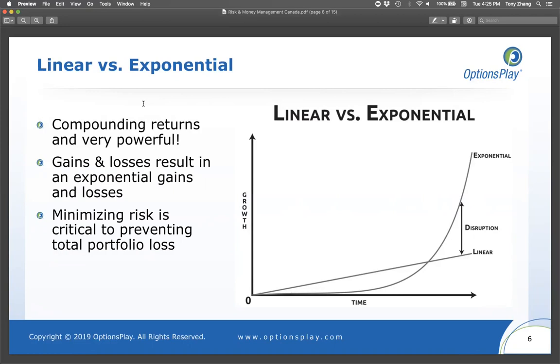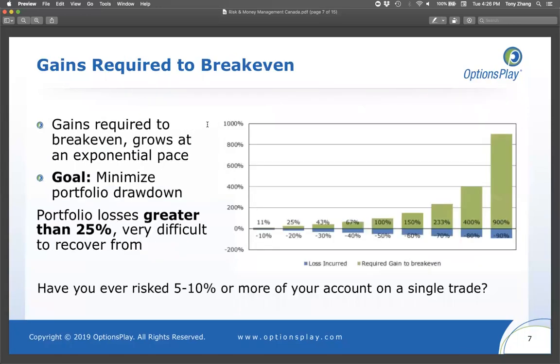That's a very powerful tool which can work in your favor or against you, because gains will result in exponential gains, and losses will result in exponential losses. So minimizing risk is critical to preventing your total portfolio loss, because it doesn't take many losses before you are where it becomes almost impossible to come back from. And this is really what we're hoping to illustrate to you.